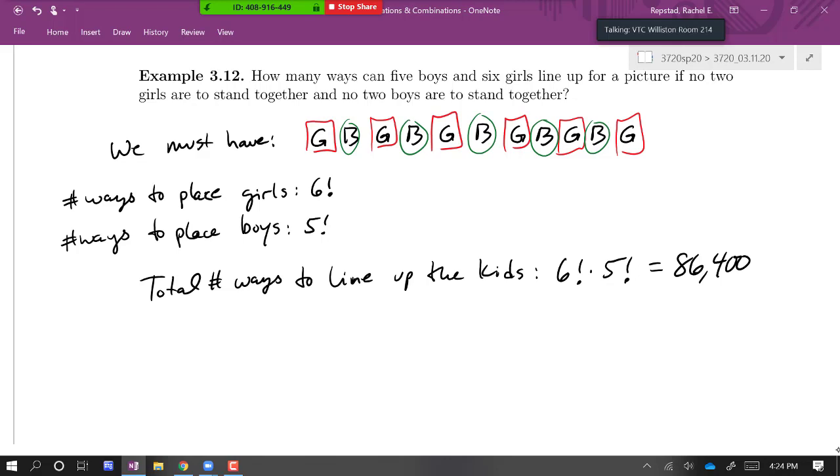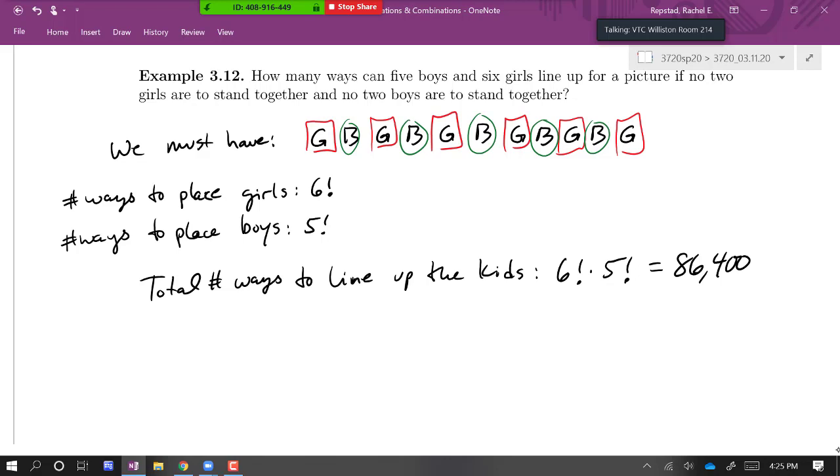It would be a combination problem if, and now this feels bad to talk about, I was going to leave some of them out. You're not going to be in the picture. Suppose I've got 11 kids, right? And I say, you know what? Only 8 of you can be in this picture. Then we want to know how many different ways we can pick those 8 kids. We don't care about the order.